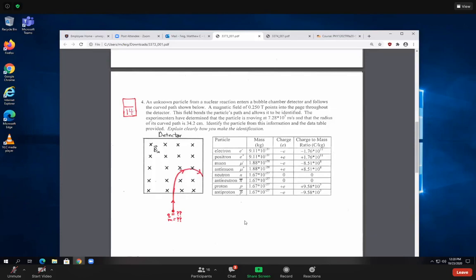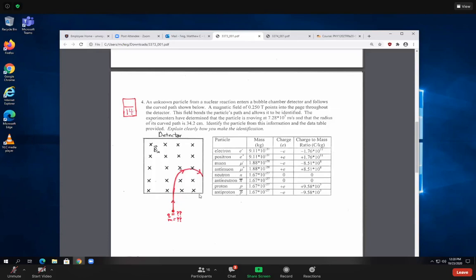An unknown particle from a nuclear reaction, it's not going to affect our approach a whole lot, but we have some particle, enters a bubble chamber detector, that's this box, and follows the curved path shown below. The magnetic field is a known strength and it points in a known direction into the page indicated by X's in the diagram. And it's a uniform strength, same magnetic field throughout this entire region of interest. This field bends the particle's path and allows it to be identified. And the goal is to figure out which of these 8 particles is the red guy.